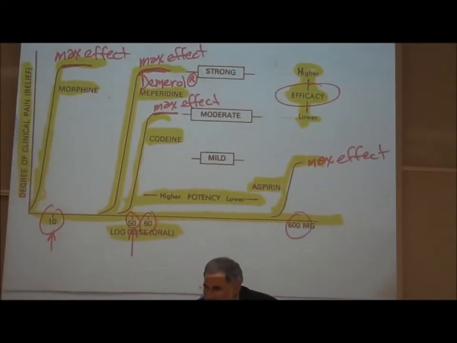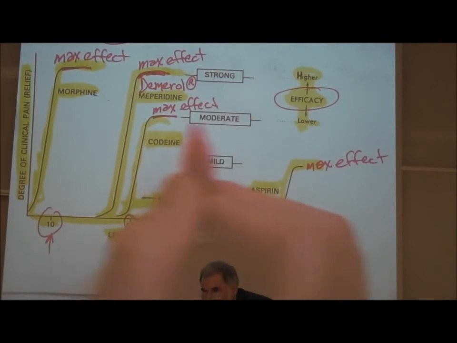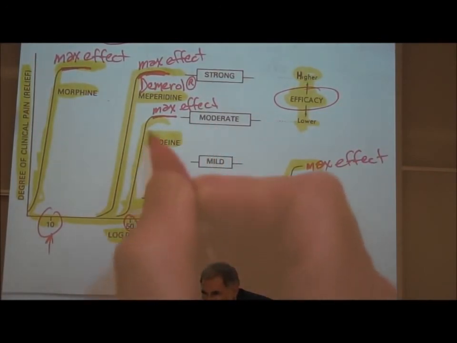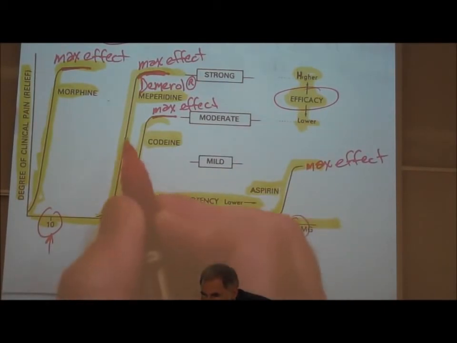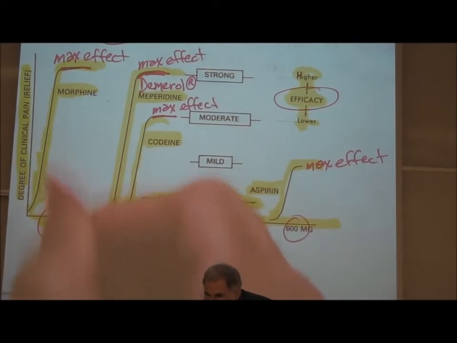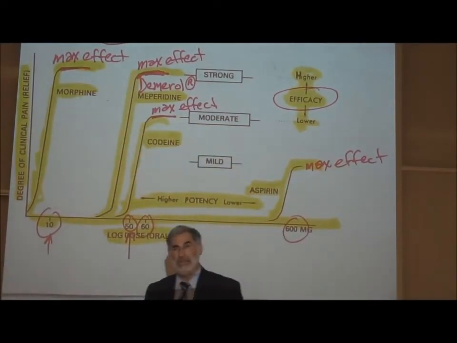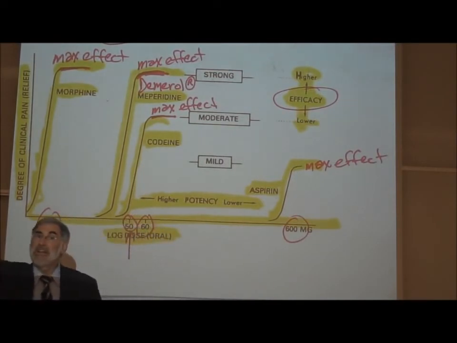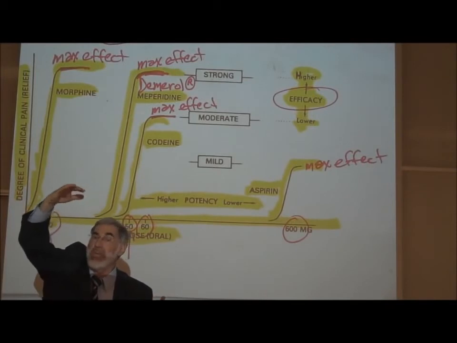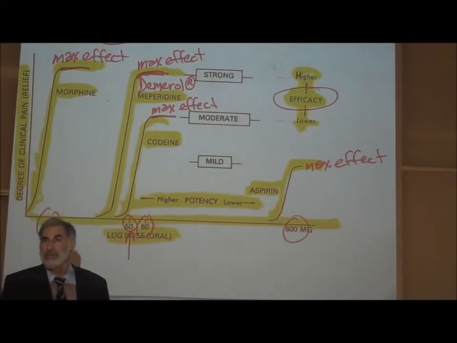Incidentally, if I wanted to have moderate pain relief, let's say all I needed was moderate pain relief, I could take 60 milligrams of codeine, or I could take probably 30 milligrams of Demerol, or I could take 5 milligrams of morphine and still get moderate pain relief. In other words, while morphine and Demerol will provide a much higher degree of pain relief, I could just take less of it and get moderate levels of pain relief.